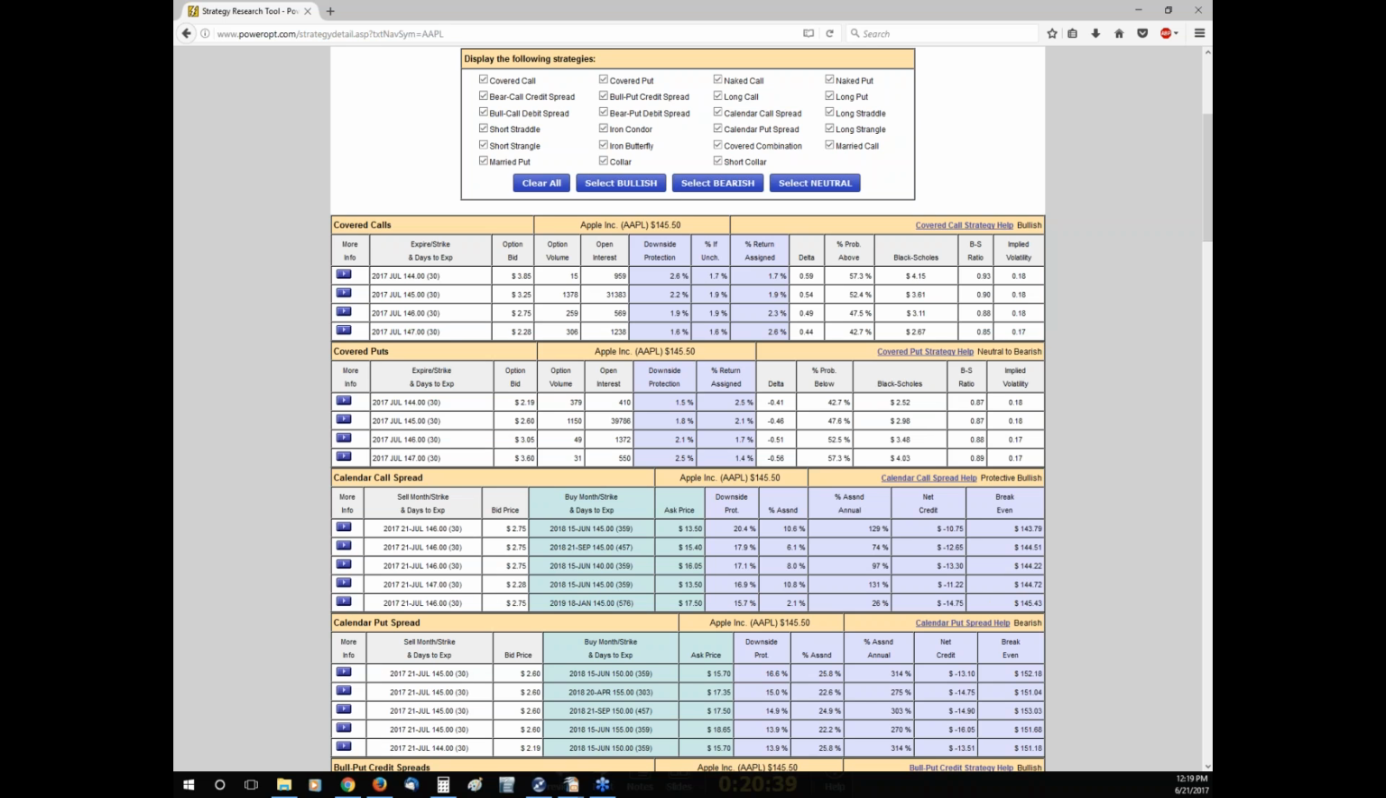And you can quickly compare the return and downside protection for doing covered calls, calendar call spread, a calendar put, or more. Now, I've selected all. That's typically not what you want to do. What we'd want to do in this one, we are bullish, let's say. So let me go ahead and clear all of those out on this simple tool, and then let's go ahead and select the bullish. So it's automatically going to select covered call, bullish debit spread, bullish credit spread, a collar, buying a call, diagonal spread, and more.